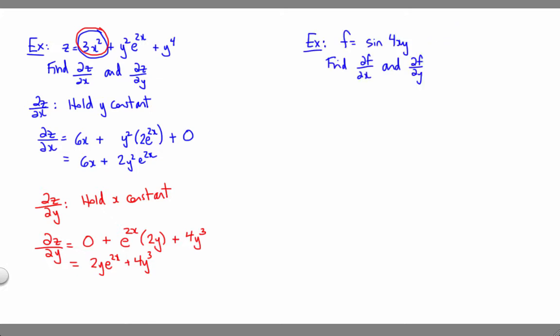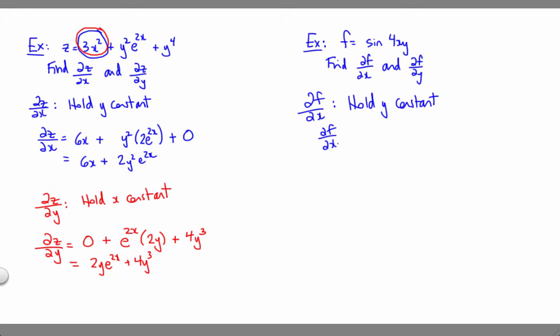So last example, here's another example of a surface in 3D. Sometimes surfaces are called z, sometimes they're called f, so I'm going to use f here. We're going to find the two partial derivatives, ∂f/∂x and ∂f/∂y. So let's start with the partial derivative with respect to x, and we're going to hold y constant.